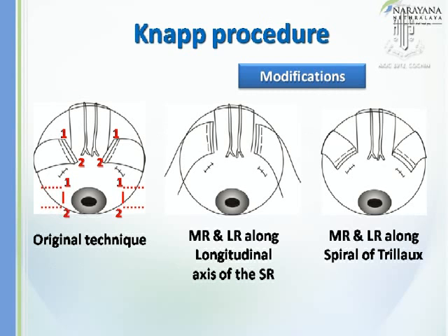We talk about NAPS procedure, originally described, this is how it is. It was described by Phillips, NAPS, where if you consider the medial and the lateral rectus muscles and this is the position of the inferior and superior borders, you need to shift it to this position. There have been modifications of the NAPS procedure. One in which you can shift the medial and the lateral rectus along the longitudinal axis of the superior rectus, or you can put it along the spiral of Tillaux.